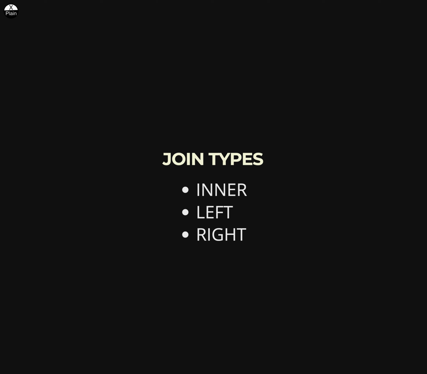An inner join returns only the rows that match the join condition in both tables. A left join returns all rows from the left table and any matching rows from the right table. If there is no match, null values are returned for the right table's columns. A right join returns all rows from the right table and any matching rows from the left table. If there is no match, null values are returned for the left table's columns.